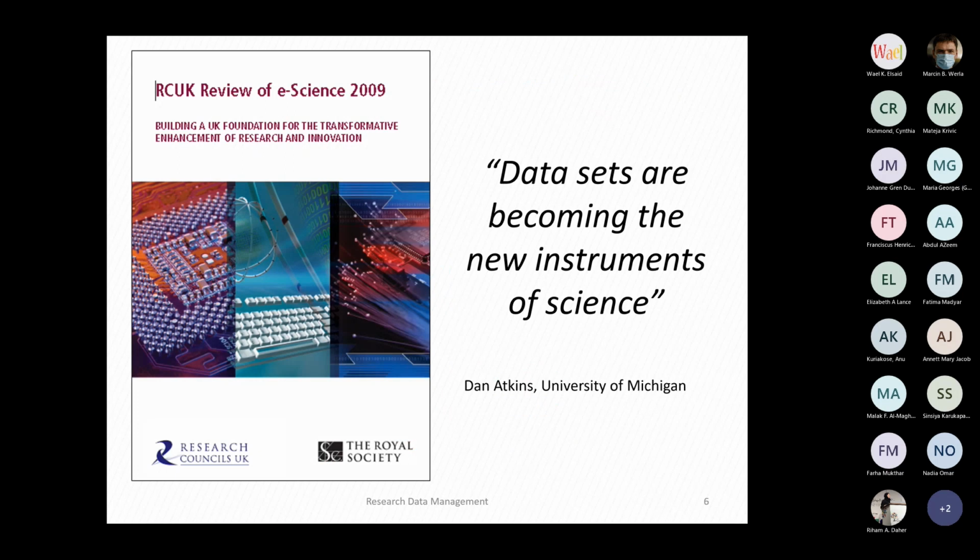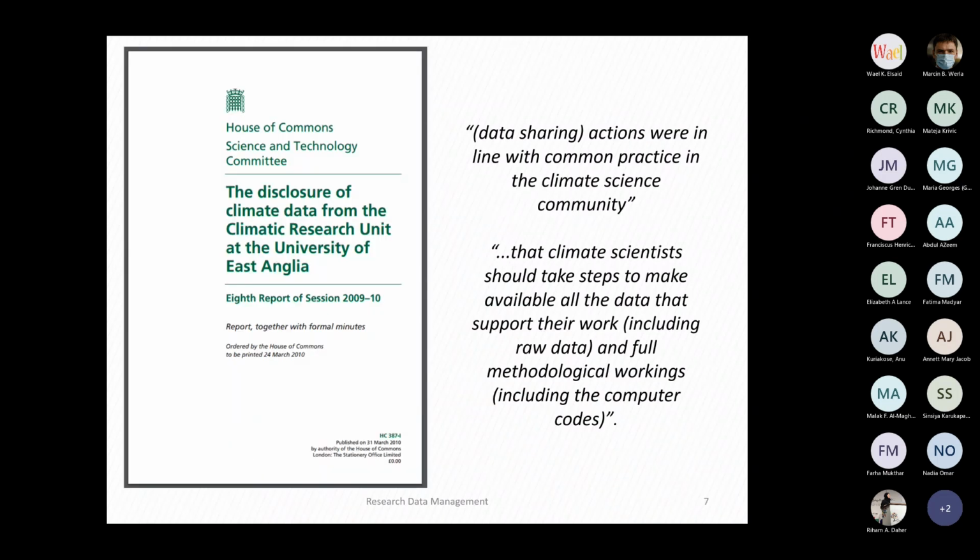And there's a few pieces of evidence over the last few years. Back in 2009, there was a review of the UK eScience program, which termed data as the new instruments of science. And then a year later, and this is probably one of my favorite examples, and I mentioned it during the 2019 edition of this webinar as well, there was what is often referred to as the Climategate Incident, where the emails of a group of very prominent and respected climate scientists at the University of East Anglia in the UK were hacked into, which led to serious question marks raised over the integrity and the quality of their research.